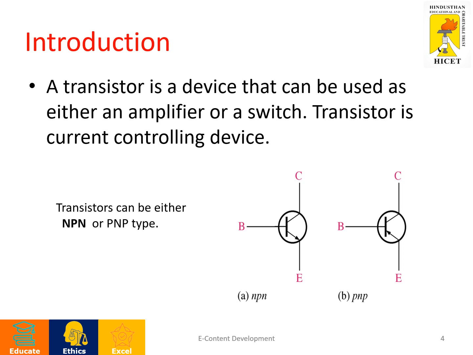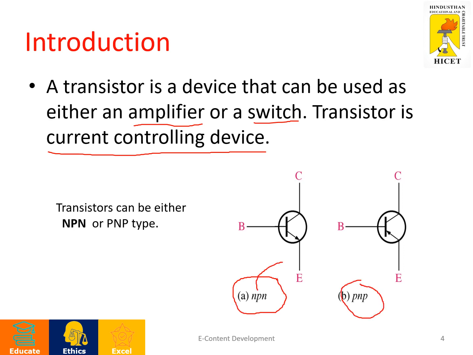Introduction. The transistor is nothing but a device. It can act as an amplifier or a switch. Basically it is a current controlling device. There are two types, one is NPN as well as PNP. The NPN is most commonly used.